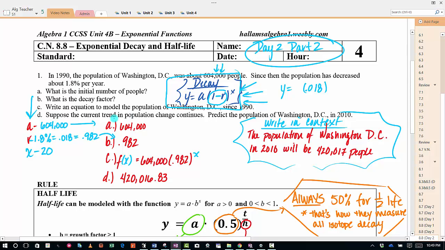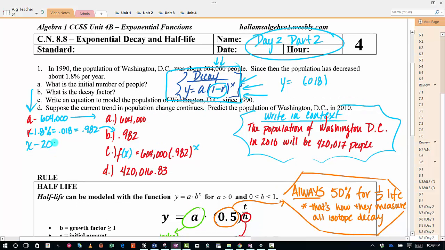And the last one says suppose that the current trend of population continues, predict the population in 2010. That's where we get the 20 from, because it's 20 years from 1990 to 2010, and then we would plug that in. So what would that look like if we were plugging in? That's what I had written there originally. So evaluate the function at 20 years: 604,000 people at 0.982 decay factor and 20 years.